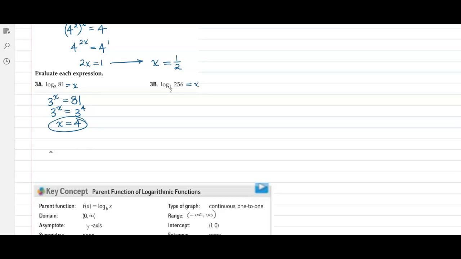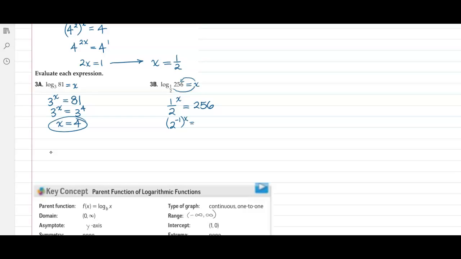Last one, 1/2 to the x equals 256. Now, I need to change both of these bases. We haven't done a lot of this, but I'm going to change 1/2 into 2 to the negative 1, because that's the same thing. 2 to the negative 1 is 1/2.